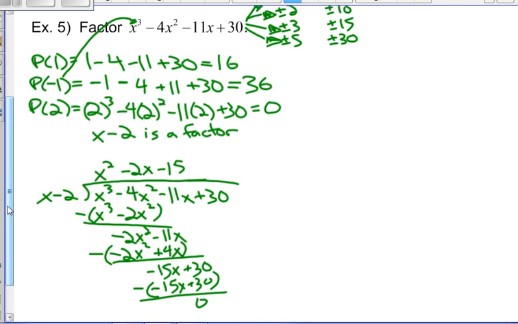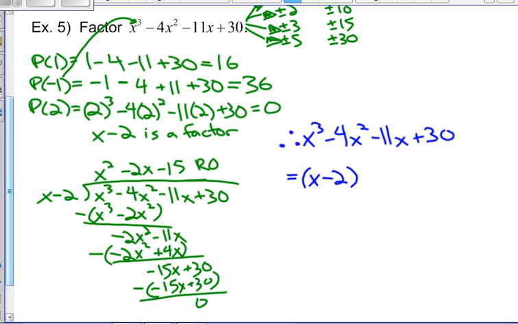Phew! Gives us a remainder of 0. Now here's what that tells us. It tells us that that original expression, the cubic, can be written like this: x minus 2 by x squared minus 2x minus 15.